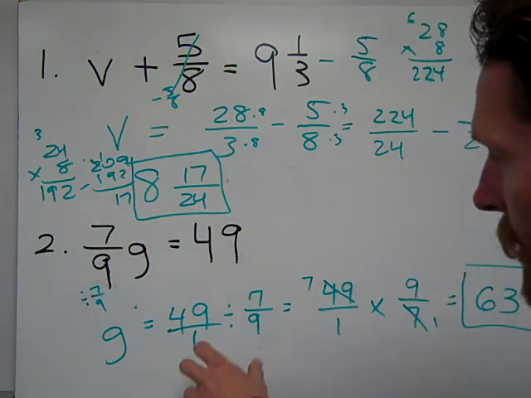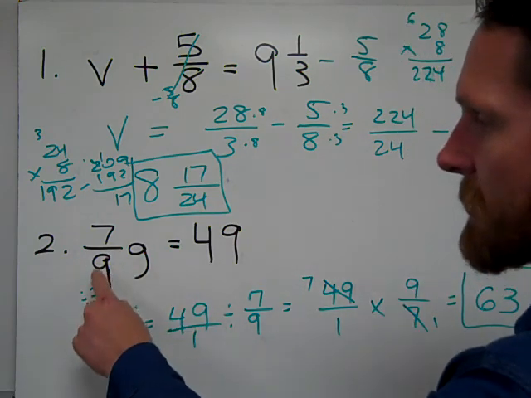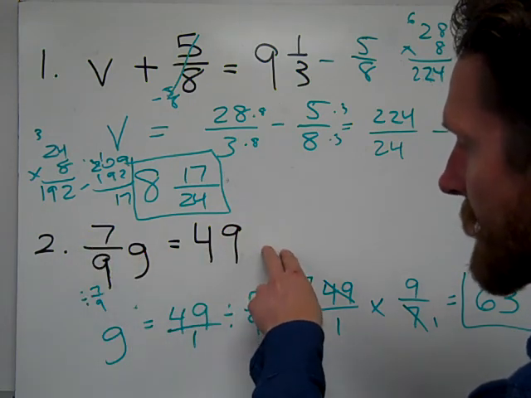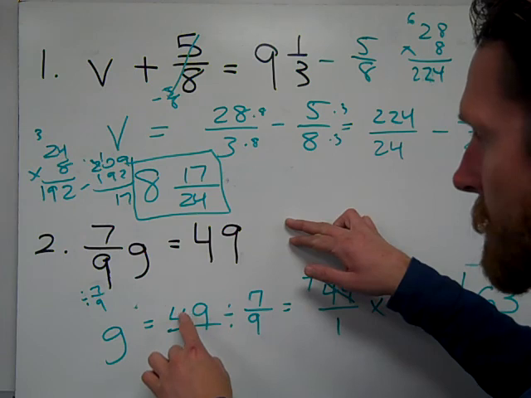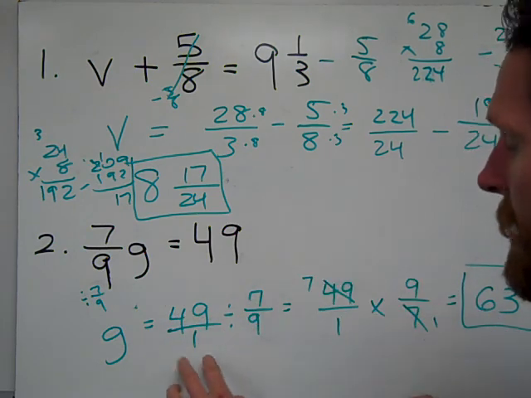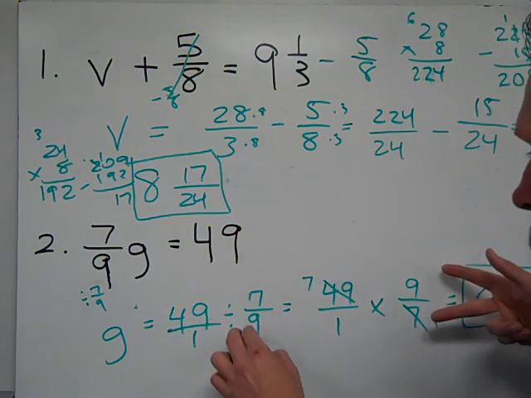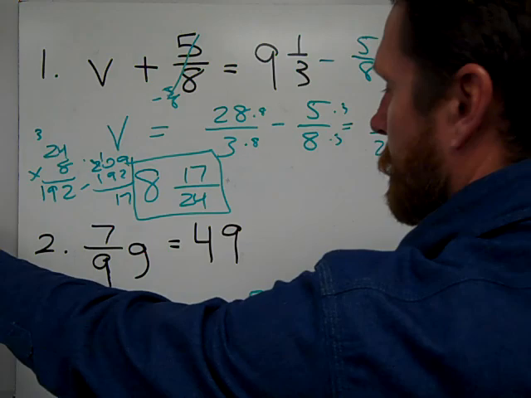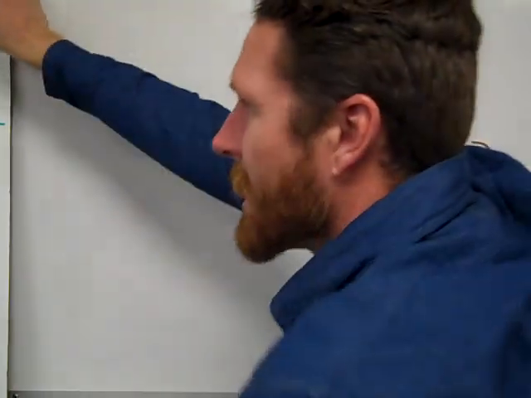Sorry, I was thinking 6 because 63, 6 times 9. Alright, anyways, so basically I'm doing the opposite operations because this is 7/9 times g. So I have to divide by 7/9. Divide by 7/9 over here, so I get g equals 49 divided by 7/9. Put this over 1. Reciprocal multiplication. Simplify, multiply, get my answer. This is all stuff we have already done.